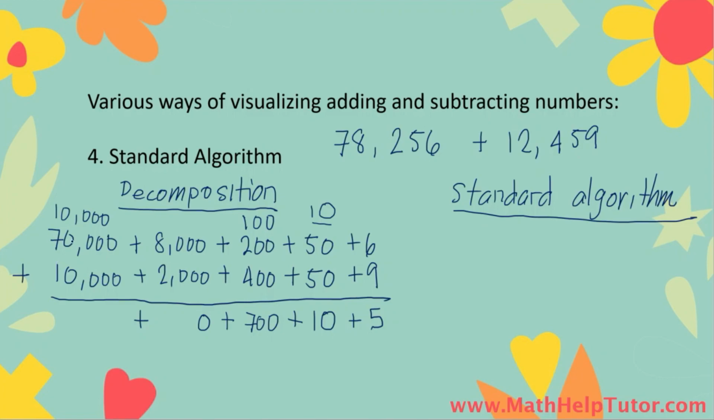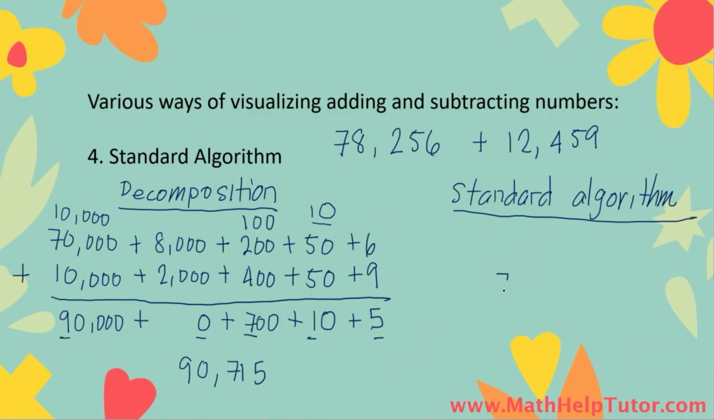So this is 70,000 plus 10,000 plus another 10,000 gives us 90,000. Adding all these numbers up, it gives us the answer, which is 90,715. Now let's try doing the same addition operation, but this time using the standard algorithm.